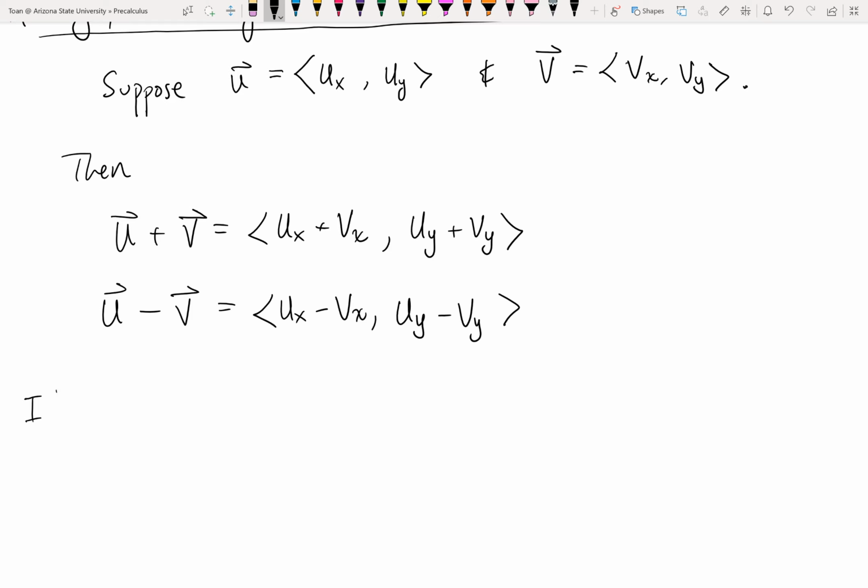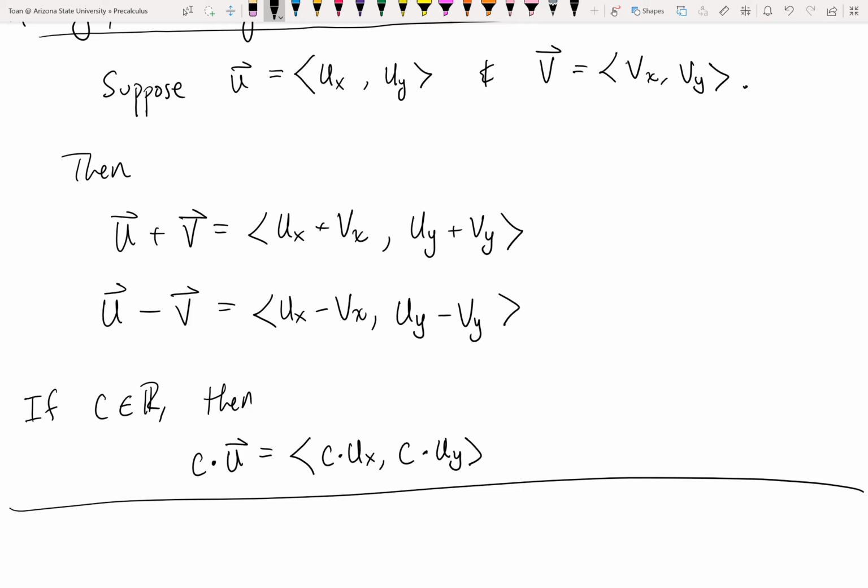So let's talk about scalar multiplication. If c is any real number, then suppose you had scalar multiplication of a vector in component form, you just distribute that number c into the components. So that's c times the x component, comma, c times the y component.